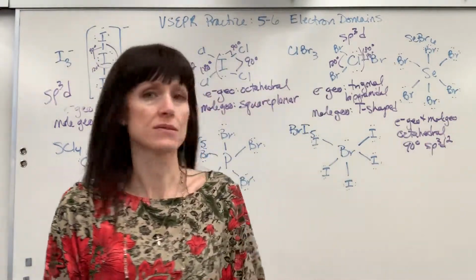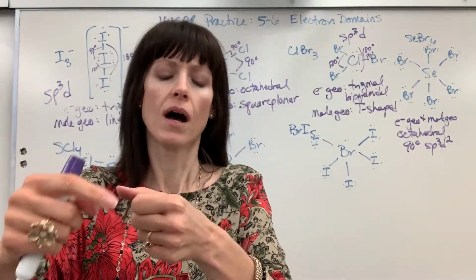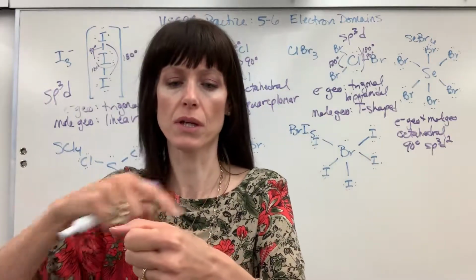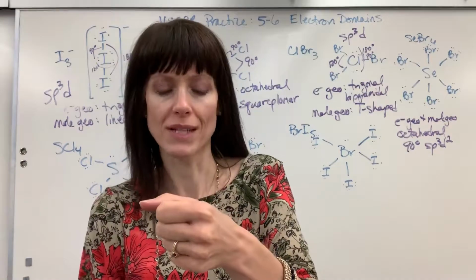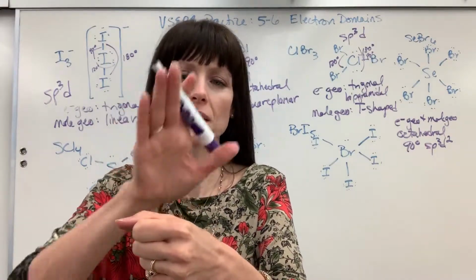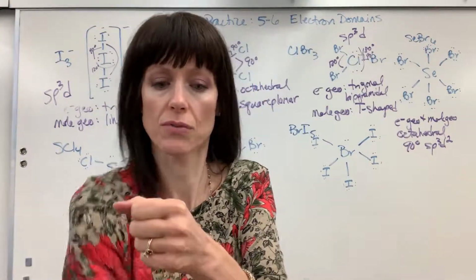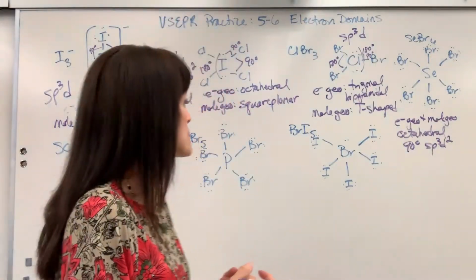Now to visualize this, you've got selenium in the middle. Then you've got 4 bromines on a square plane. So 1, 2, 3, 4 bromines. You have a bromine up top, a bromine down bottom. So it looks like you have a pyramid in essence with 1, 2, 3, 4 sides, and down at the bottom, 1, 2, 3, 4 sides. So it's octahedral, 8 sides, 8 faces.